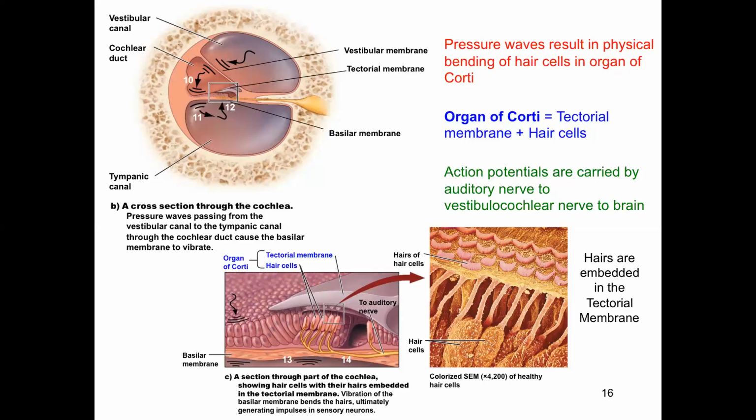The action potentials that are generated by the bending of these hairs on these cells are going to go through the nerve. It's called the vestibulocochlear nerve, and that is going to get to the brain.